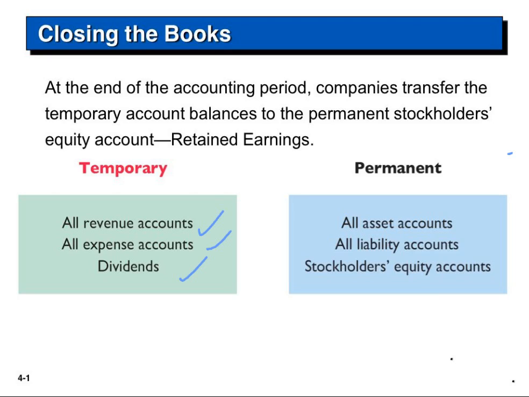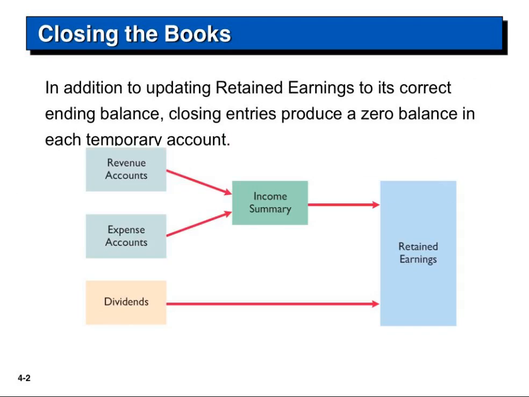They were zero at the beginning. We opened them up. We closed them at the end. And so what we do is we make a series of adjusting entries, or we call them closing entries. We make a new account. We have revenue accounts, expense accounts, dividends. What we do is we close the revenue and expense accounts to an income summary, and then we close the income summary to the retained earnings.